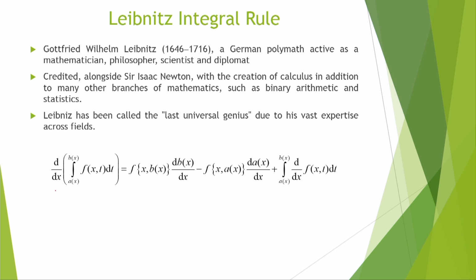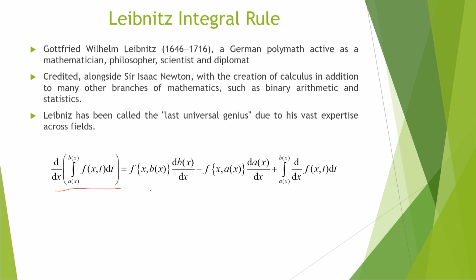So by Leibniz rule, suppose I have to do this derivative, the integral of f(x, t) dt with limits a(x) and b(x). That means a is a function of x and b is a function of x, and this function also contains x, but there is a definite integration done with respect to t, some other variable, and then you have to do that.